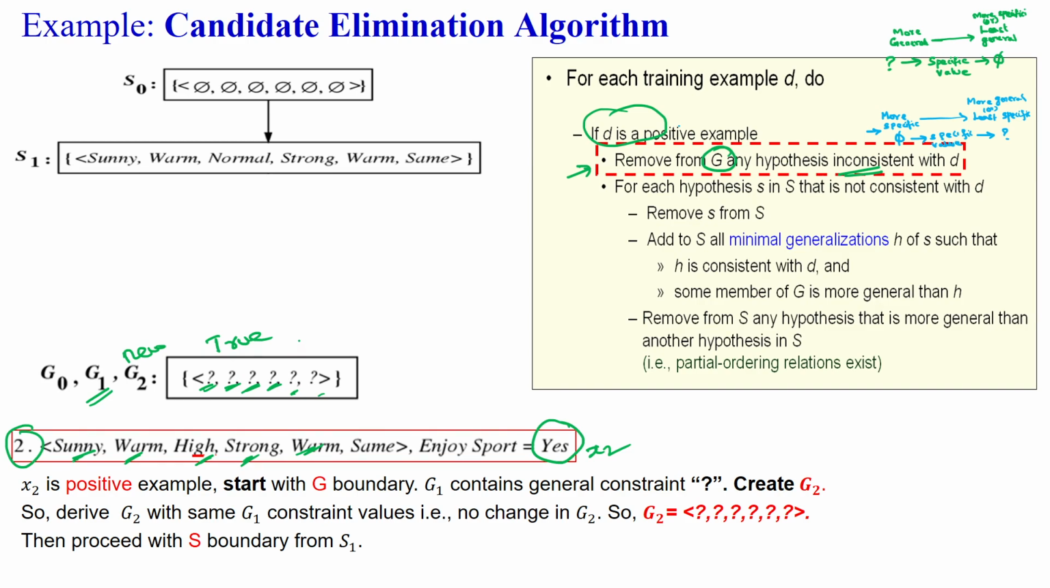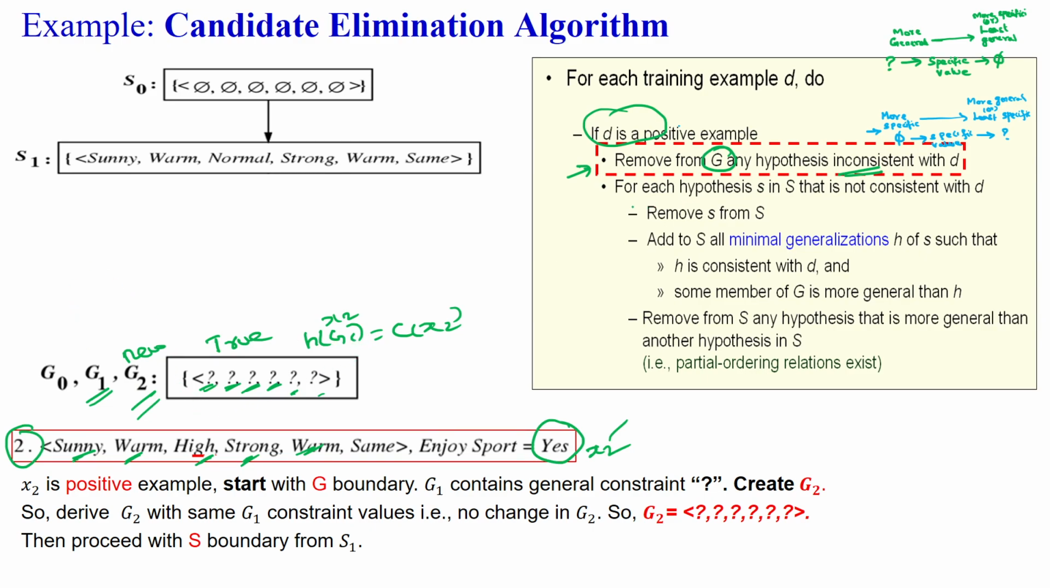So it is giving you true, as given in the previous slide content. Now H of G1 with respect to x2 is true and C of x2 is also true. Both are true, so it is consistent. This new hypothesis is labeled as G2.